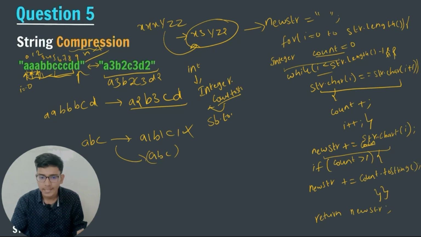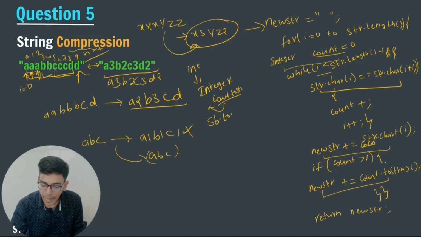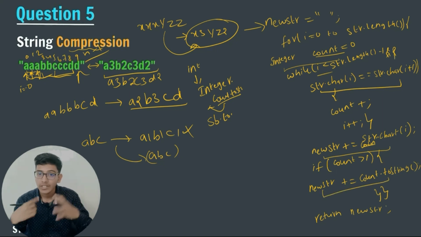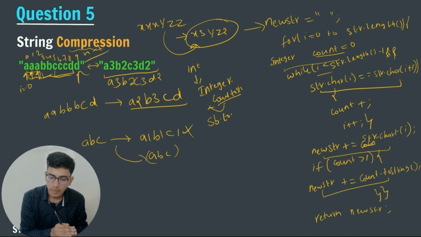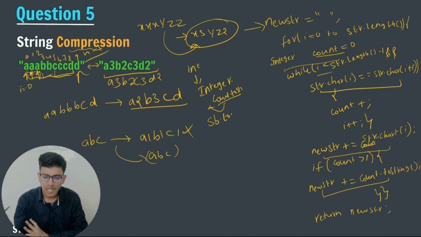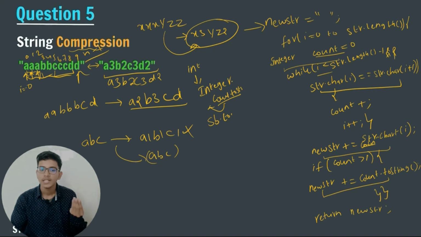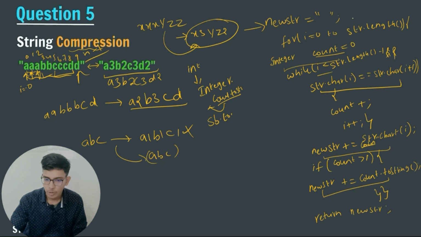If my count is greater than 1, then I will add that particular count, converting that integer variable into a string, to my new variable. After completing all the iterations, I will return my new string to my user or to my main function. This is the pseudo code for my string compression question, right?